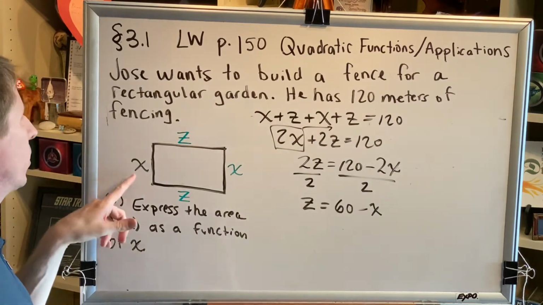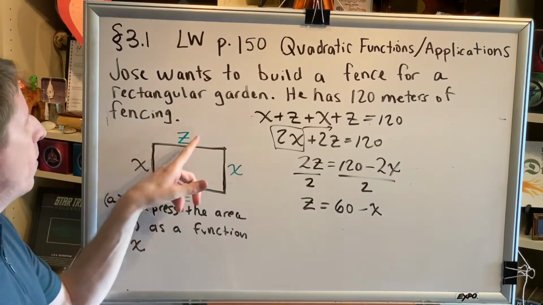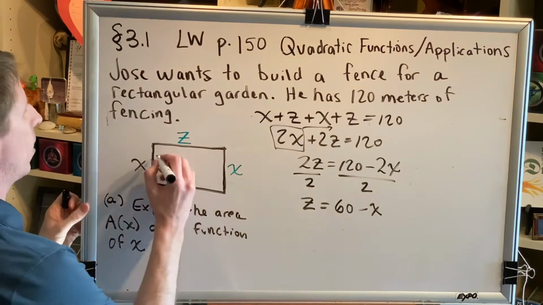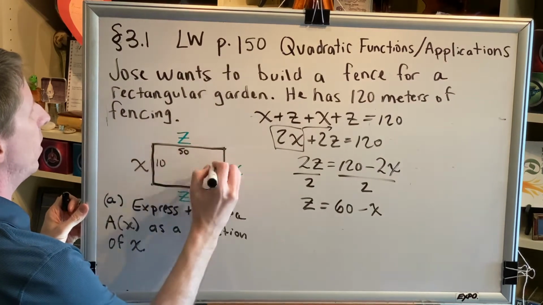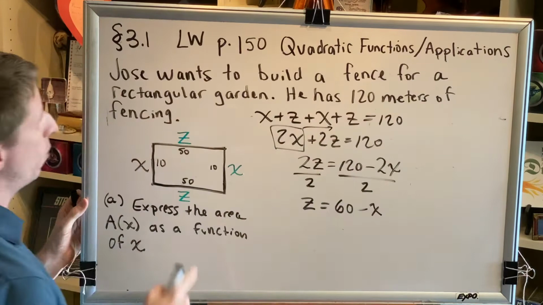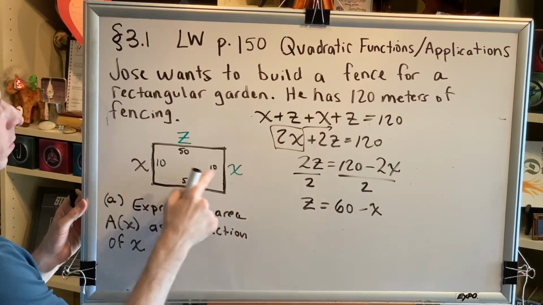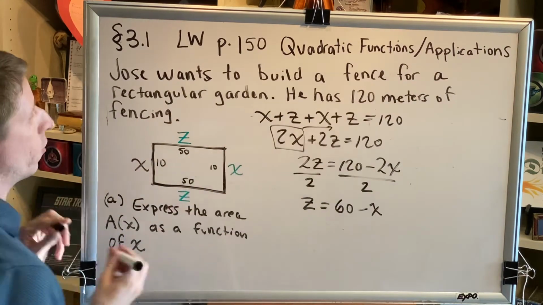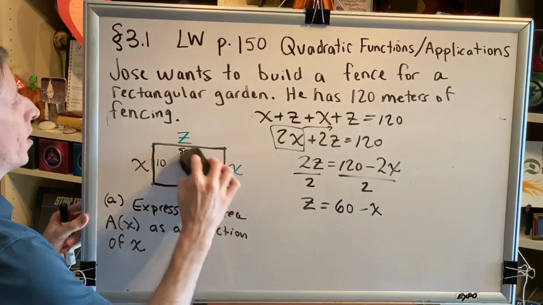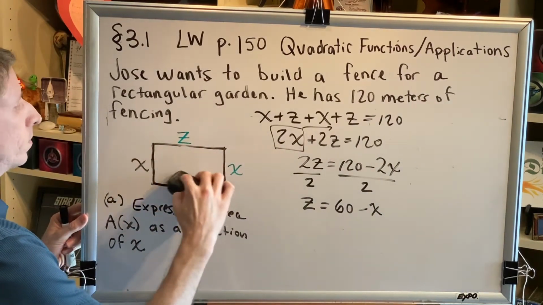Quick and easy example. Let's say x is 10, then that means z would have to be 60 minus 10, which is 50. So the sides of our rectangle would be 10, 50, 10, and 50. And if you add all of that up, you're going to get 120. 50 and 50 is 100, plus 10 more makes 120. Now, of course, this is an algebra problem. We don't get to make up the numbers for x that we want.